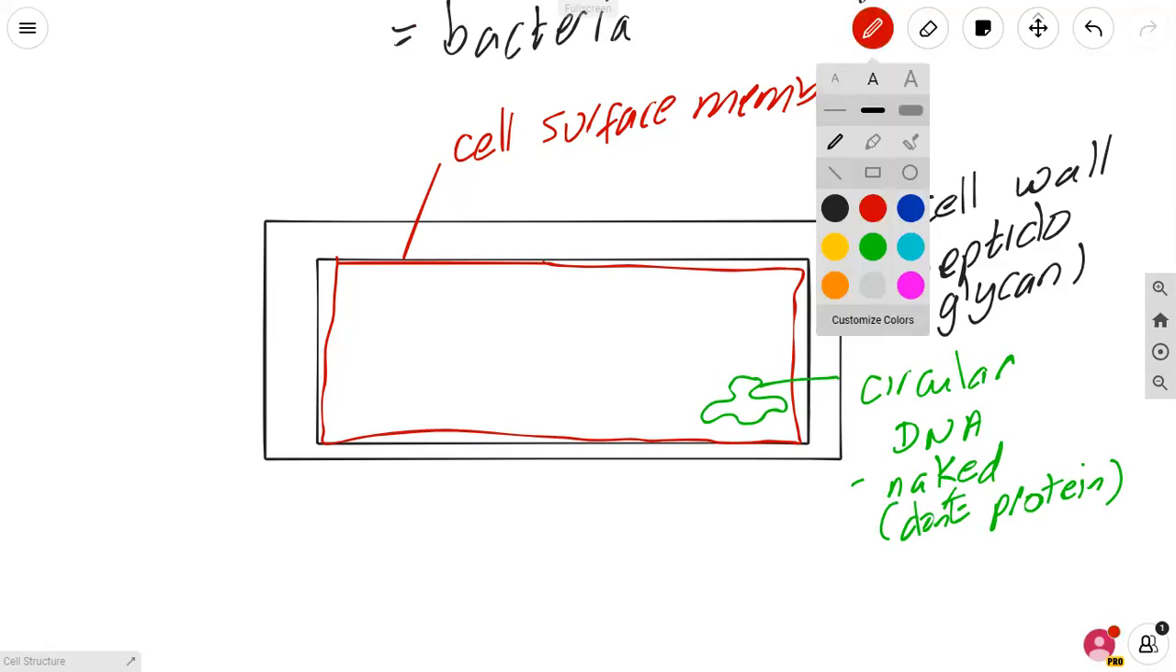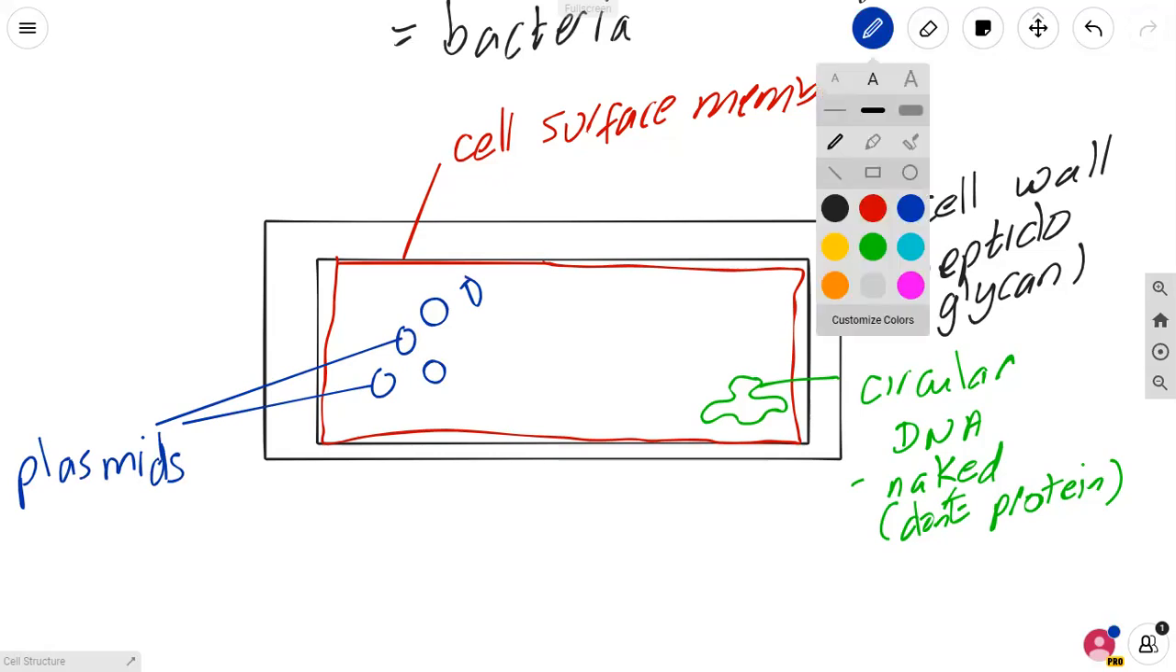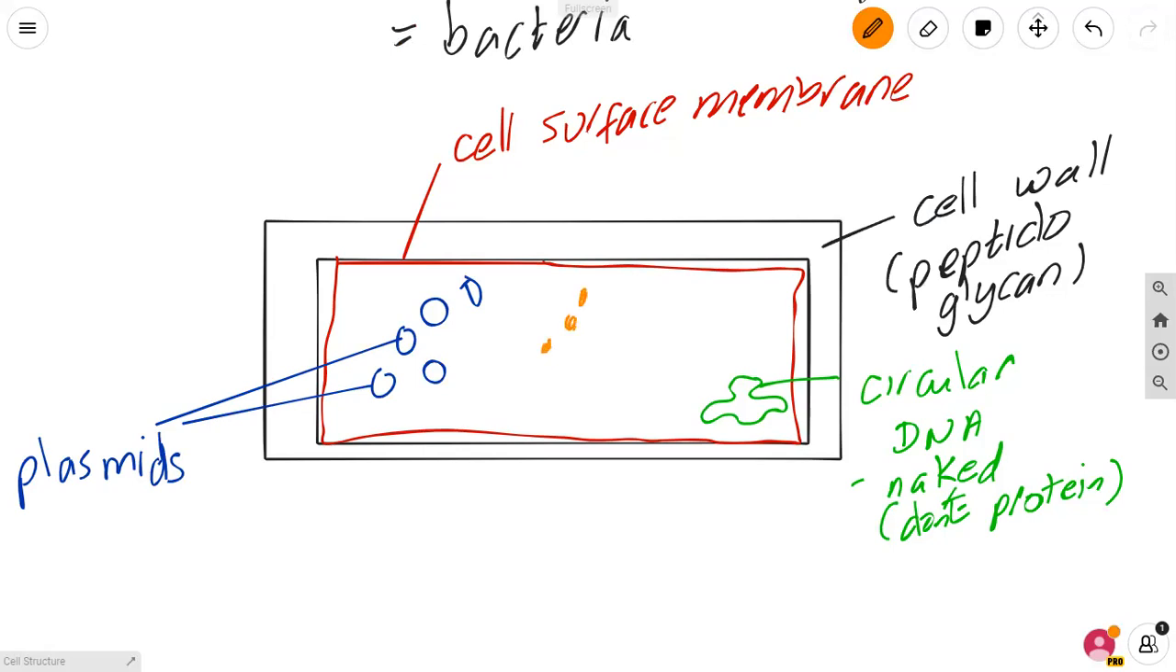We then also have these extra circles of DNA, which you come across at GCSE, which we use in genetic engineering, which are called plasmids. They carry extra genetic information and they can be transferred between one bacterium and the next, often carrying things like antibiotic resistance. And then they also have ribosomes, but their ribosomes are smaller than the eukaryotic ribosomes.